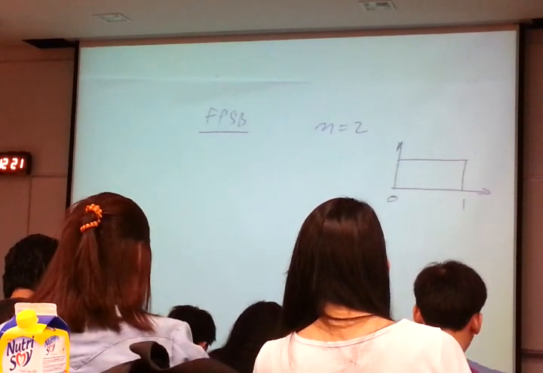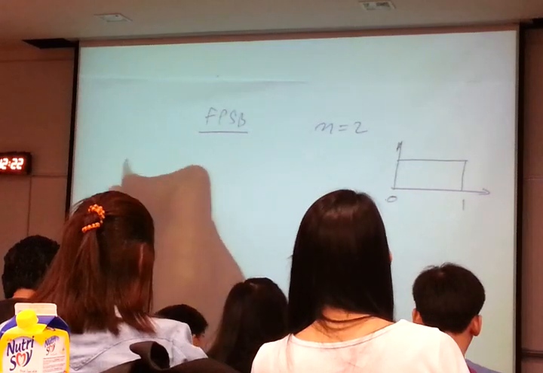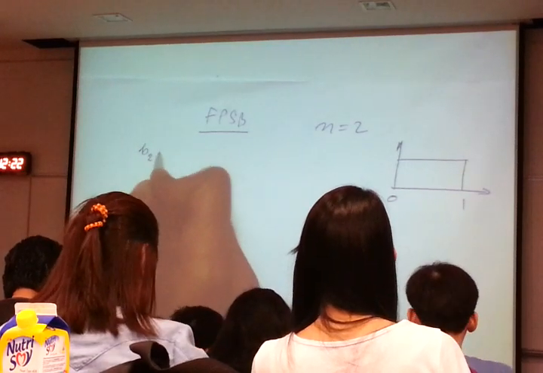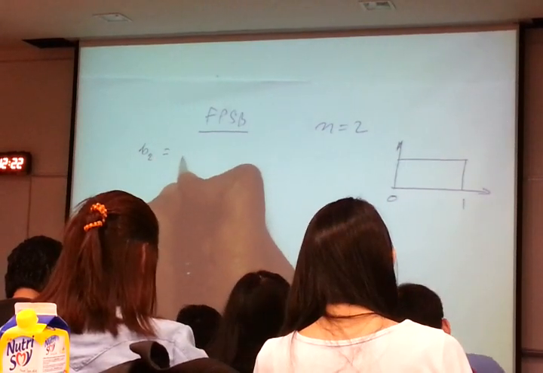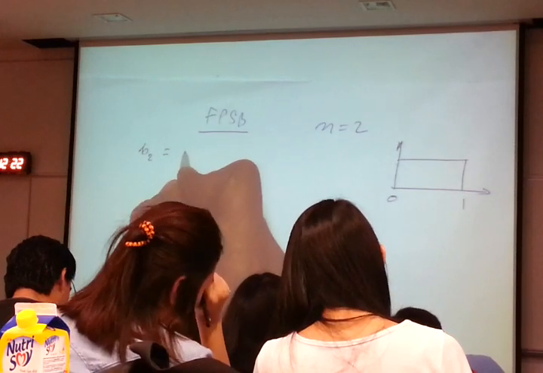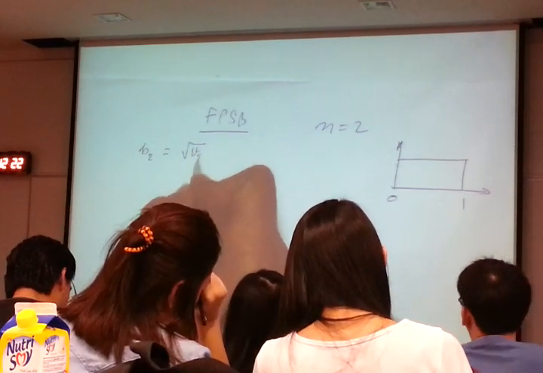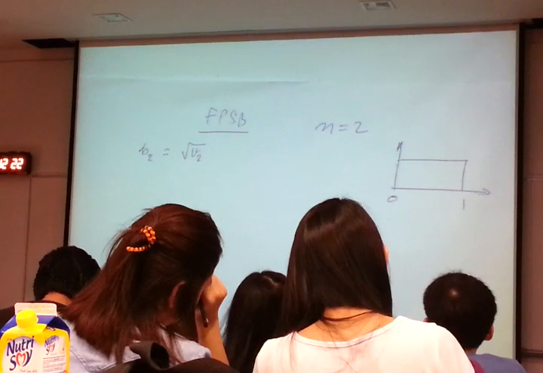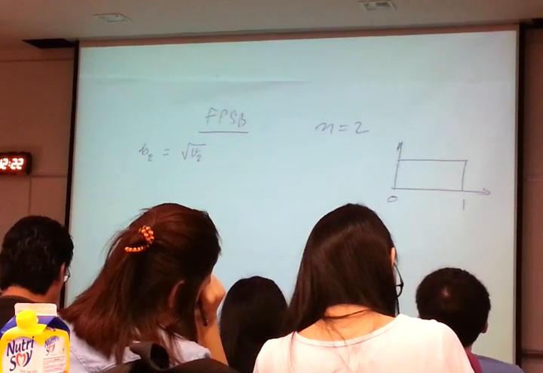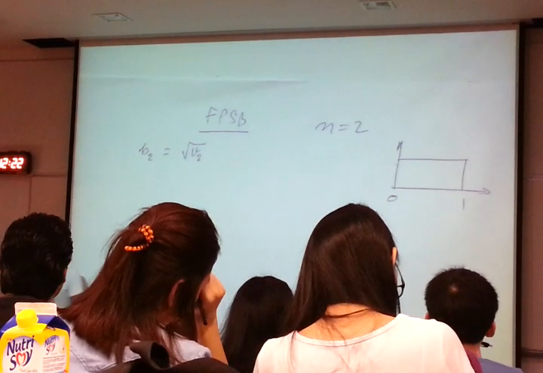Okay? I am asked to assume that bidder 2 is using a bidding rule which requires him to bid the square root of his valuation.